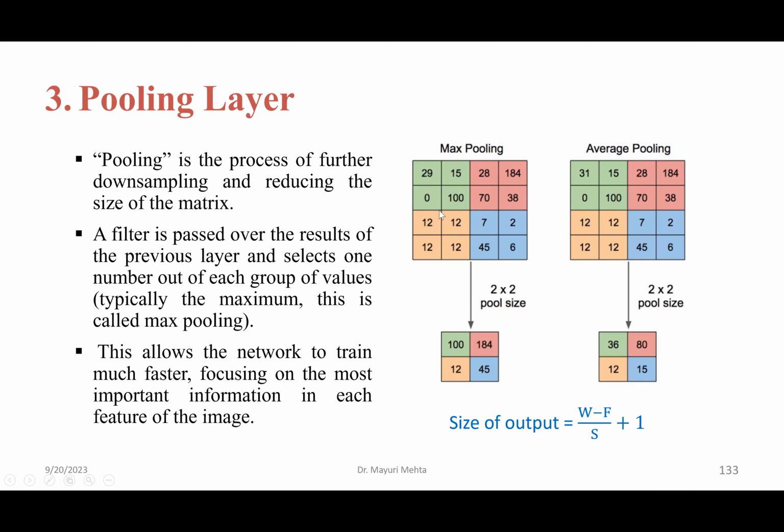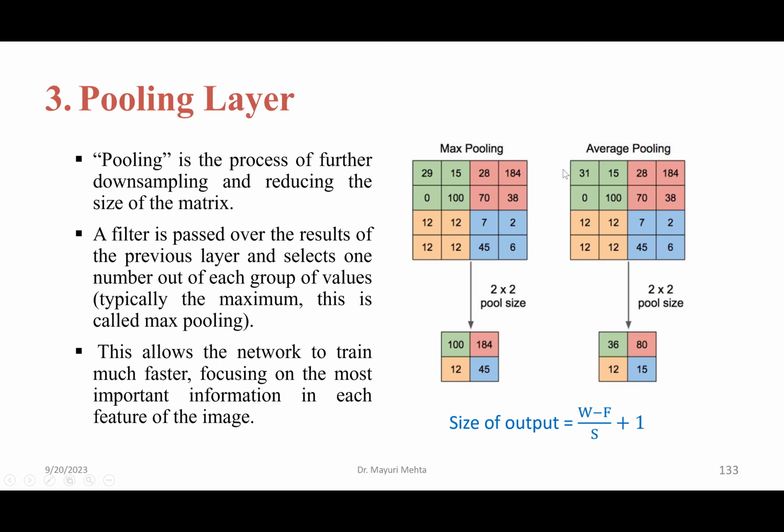How are we processing it? So we have chosen a filter again, and the filter we took is 2x2, so if it is max pooling, which is the maximum value in this block? The maximum value is 100, so 100 will come in my output matrix for this block. Then in the next 2x2 block, which is the maximum value? 184. So here 184 came. In the next 2x2 block, which is the maximum value? 12. So 12 came. And then 45. So 45 will be in the output matrix for this block. So this is max pooling.